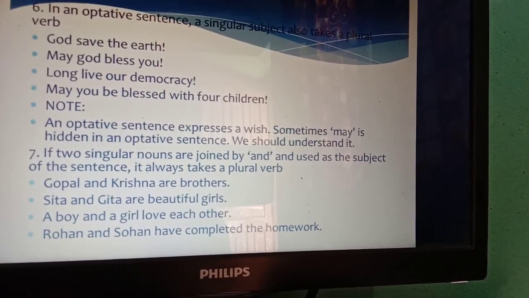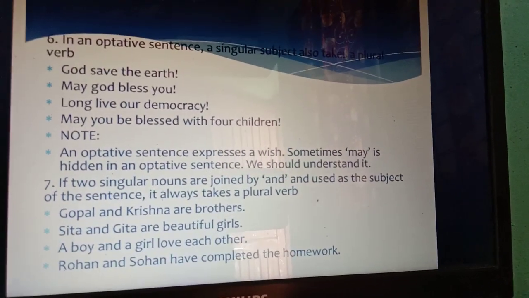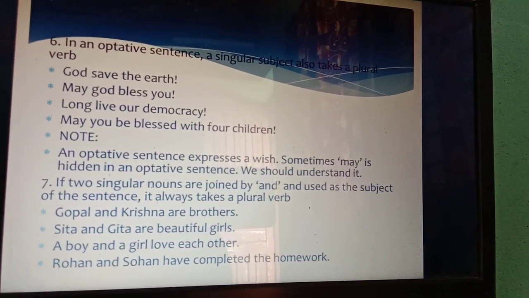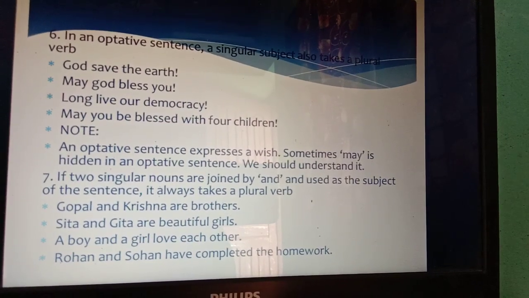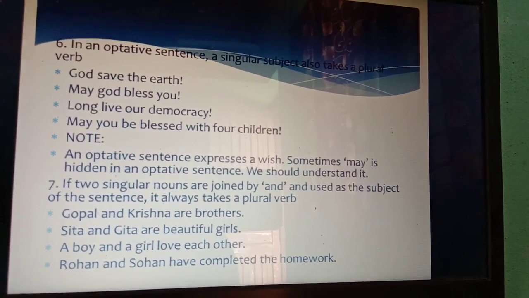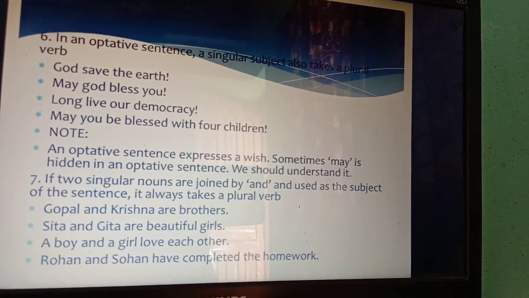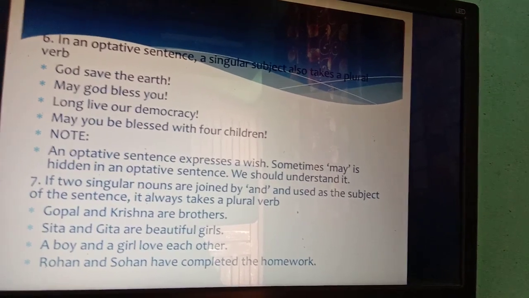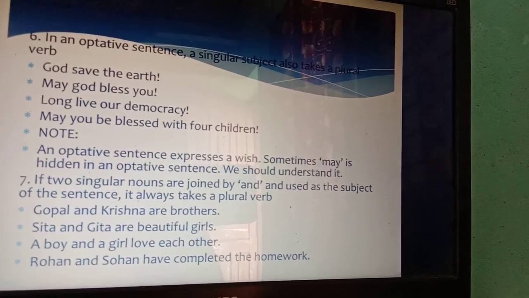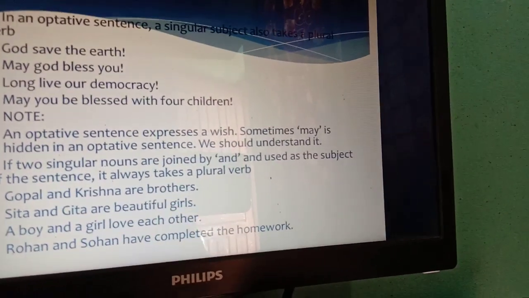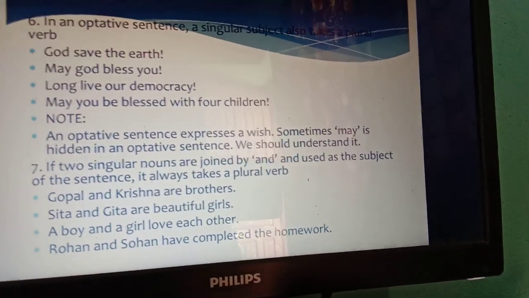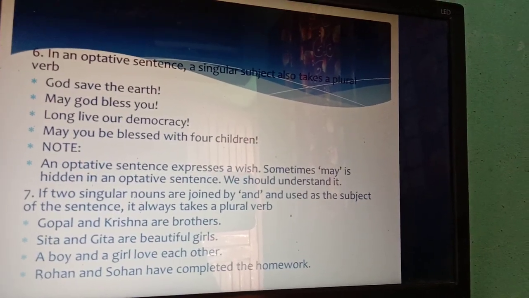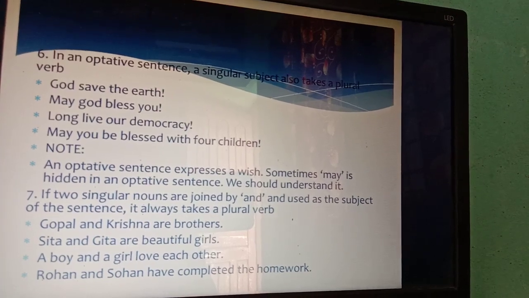May God bless you. Actually, may I have added, may will be hidden here. So it will be only God bless you. So God is again a singular subject and bless is a plural verb. Long live our democracy. Long is another singular subject and live is a plural verb. So here, you be blessed with four children. So here you is another singular subject, but here I have made such a statement: may you be blessed with four children.